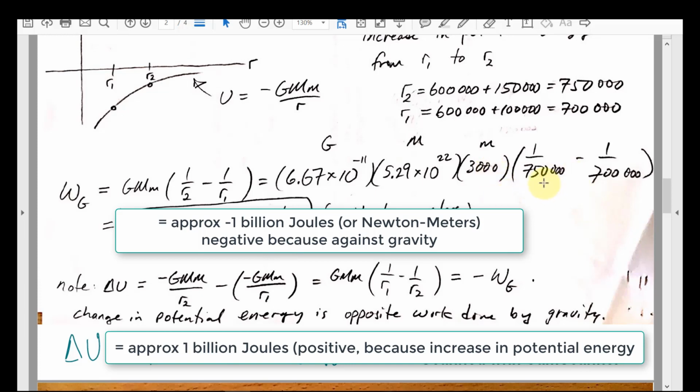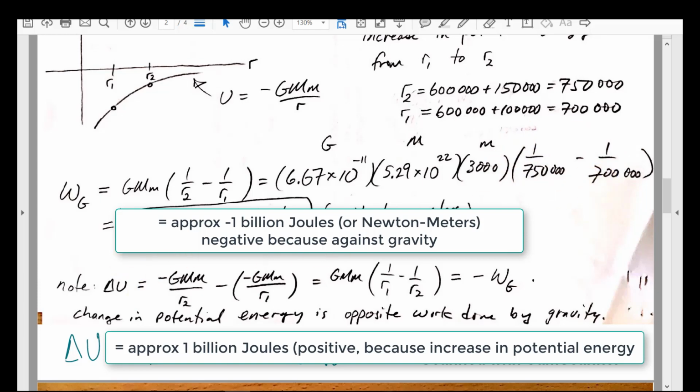Here is the radius 2, that was the radius of the planet plus the 150,000 meter altitude. That gives me 750,000 for the radius, and the smaller radius was the radius of the planet plus the 100,000 meter altitude, so that's 700,000. And of course, you can see 1 over 750,000 is smaller than 1 over 700,000, and this is where the negative is coming from.